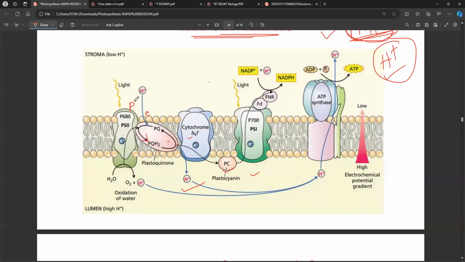Whenever P680 donates its electron to the pheophytin, from the pheophytin the electron is donated to the plastoquinone. Plastoquinone, upon accepting the electron from pheophytin and the proton from the stroma, gets reduced to PQH2. Now, PQH2, which is the reduced form, never keeps the electron with it. It sends the electron to cytochrome b6f. And what about the proton? Look into this. It is releasing the proton into the lumen.